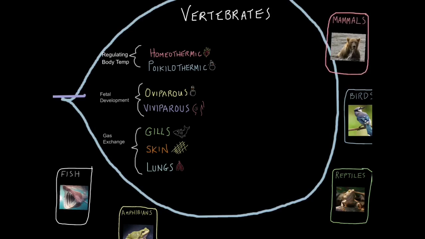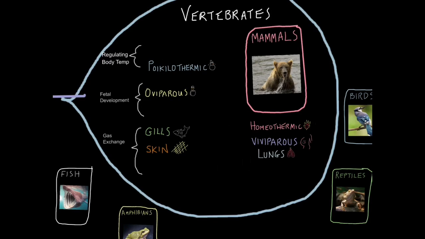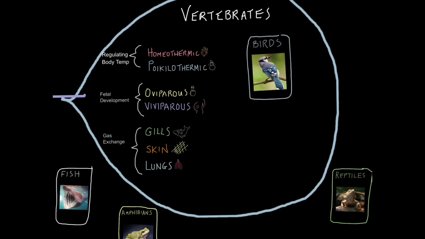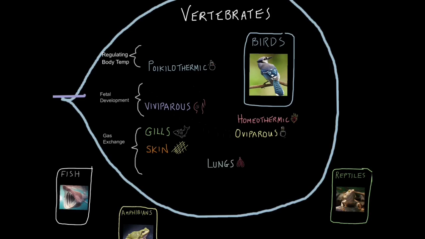First up, let's look at the mammals. Mammals are homeothermic, they are warm-blooded. They are viviparous, that means that the fetus develops inside the womb, and they perform gas exchange through their lungs. So that's how we can classify mammals. Next up, let's look at the birds. Birds are again homeothermic, warm-blooded. They can regulate their own body temperature. They are oviparous this time, they are egg-laying organisms, and they also perform gas exchange through lungs. So they have 2 things in common with mammals and 1 difference.